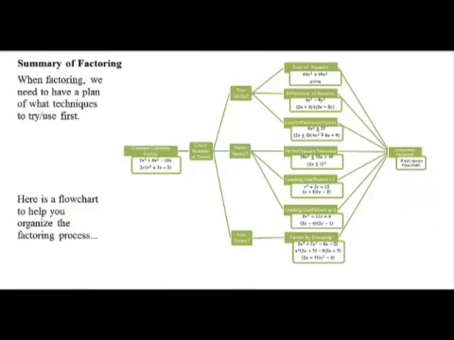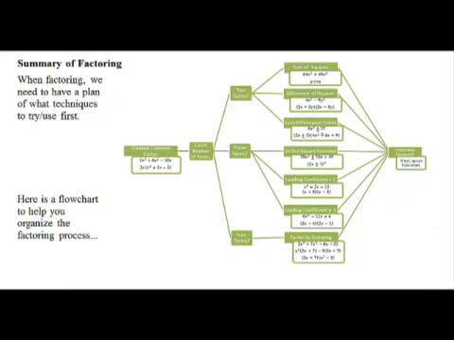Summary of factoring. When factoring, we need to have a plan of what techniques to try and use first, especially because all of our polynomials will be mixed up. We won't have just a sum of squares or just perfect square trinomials that we're factoring all at once. Everything's going to be jumbled up. So here's a flow chart to help you organize the factoring process.